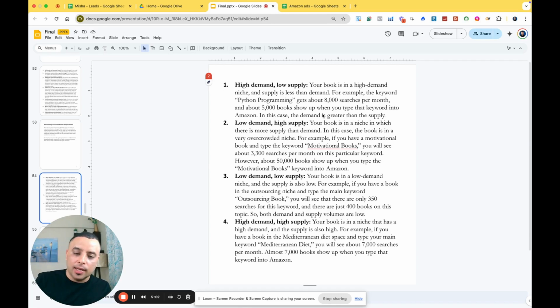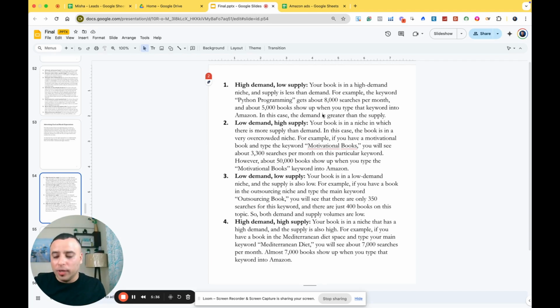And the third situation could be low demand, low supply, right? In this case, your book has low supply, but it has low demand as well. I mean, there are very few competitors, but there are very few people buying also. So, for example, I had a client in the outsourcing niche. If you type outsourcing book as a main keyword, you would see that the supply is low and demand is even lower than the supply, or it's equal to supply.